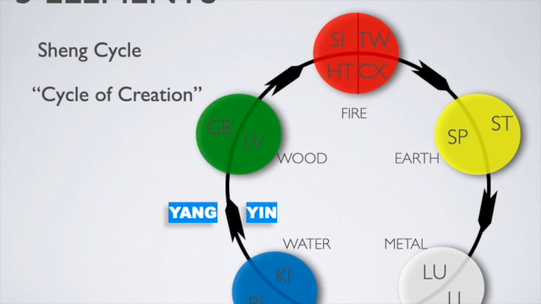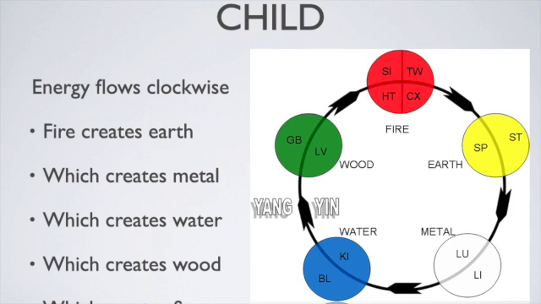Now, the Shen cycle is displayed here on this slide. The cycle of creation. We can see how you think of it as a clockwise direction. The energy flows clockwise. Fire creates earth, which creates metal, which creates water, which creates wood, which creates fire. That is the creation cycle.